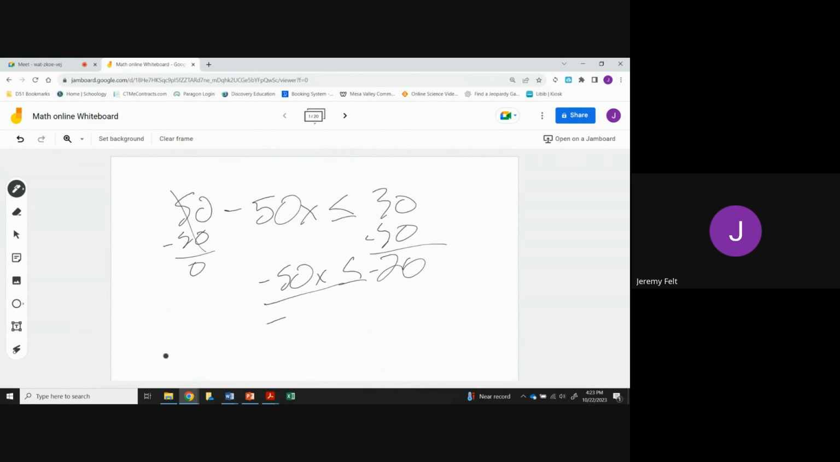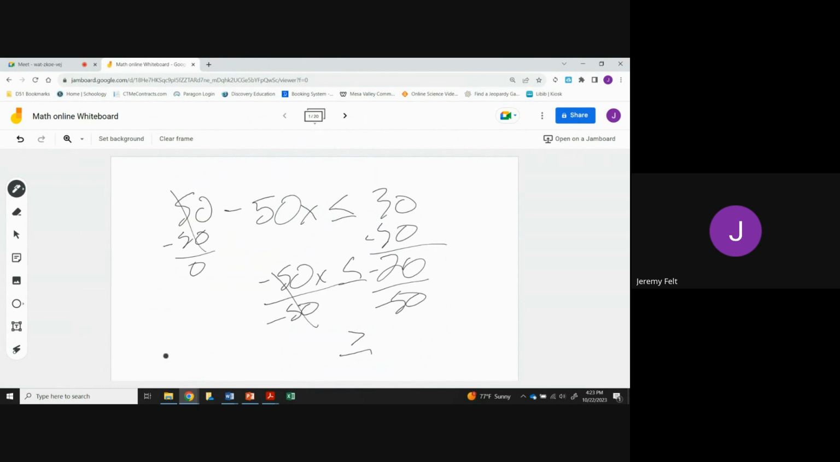And then I divide both sides by -50. I'm dividing by -50, so this symbol has to now flip this way. Don't get rid of the or equal to, but now it's saying greater than or equal to instead of less than or equal to.